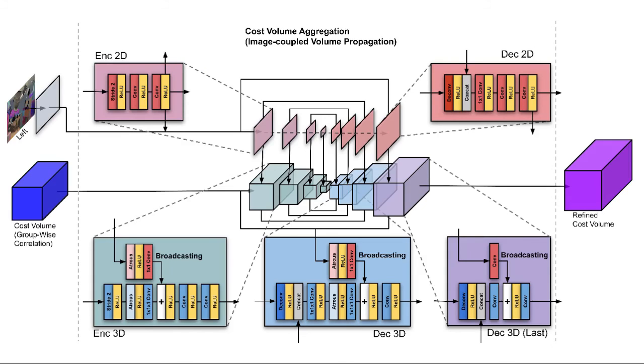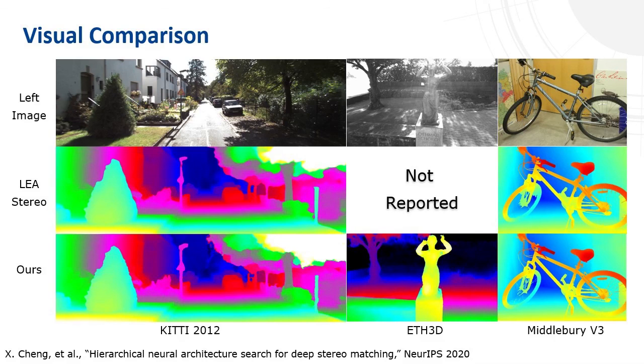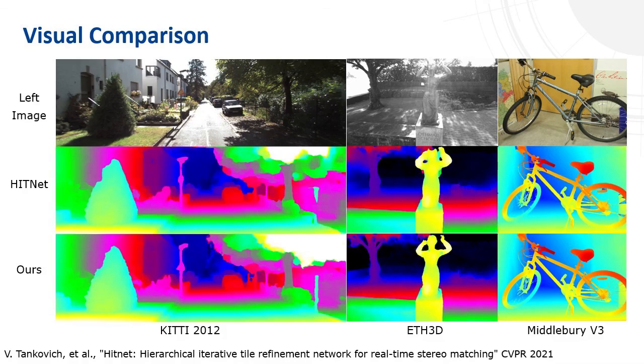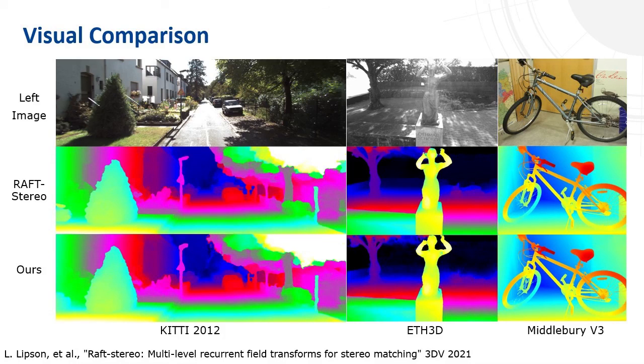With the efficient fusion module, our model is able to seamlessly couple the left image feature into the cost volume throughout the propagation with a low impact on computational resources. Here is the visual comparison with other state-of-the-art methods on KITTI 2012, ETH3D, Middlebury benchmarks.